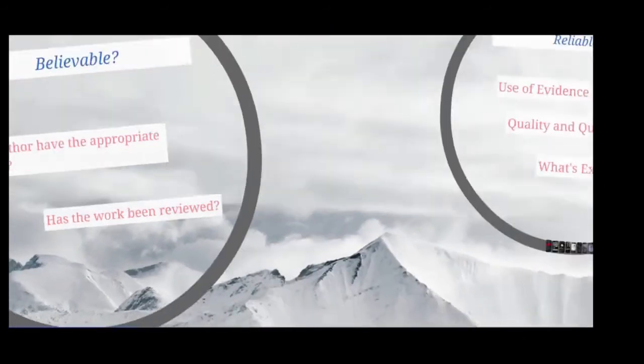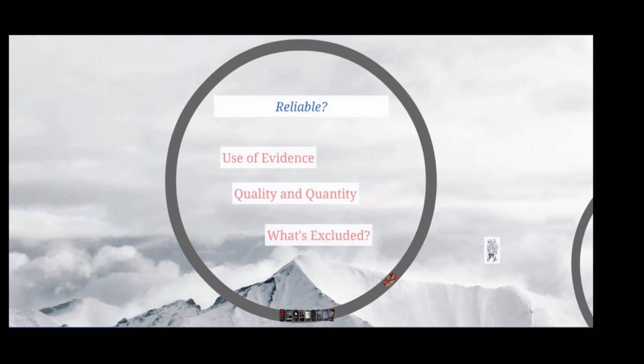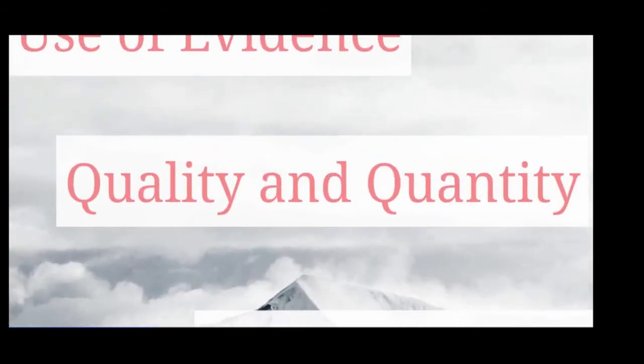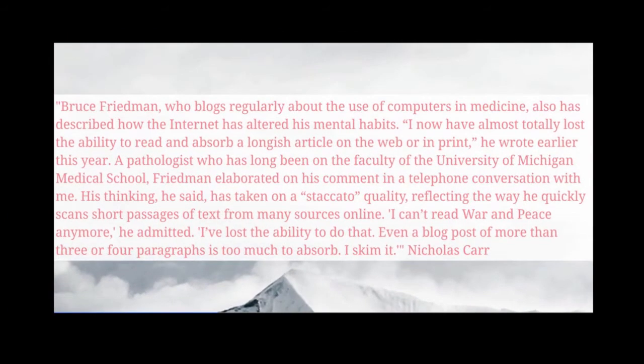It's not enough that an author has a PhD or published with a prestigious publishing company. Does the author use enough evidence that is also believable and credible? Does the author present one or two studies to substantiate his or her claim, or a dozen studies? In addition to the quantity of evidence, what is the quality of the author's evidence? In this one example, Carr writes about a pathologist at University of Michigan who does research on the use of computers in medicine. He talks about his difficulty with focusing on longer reading passages.